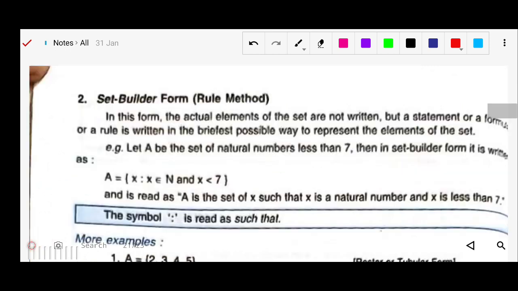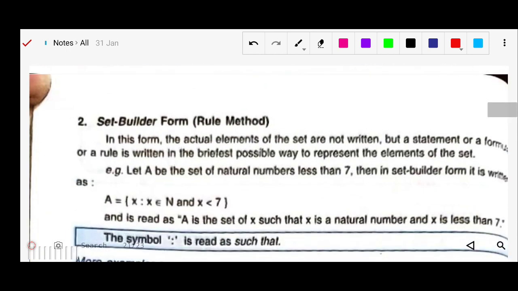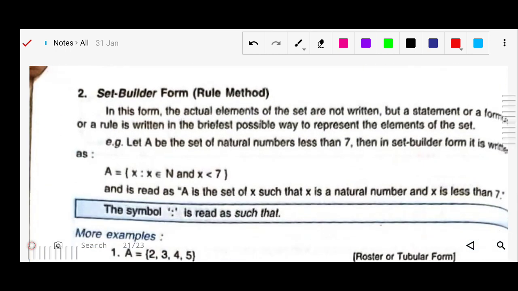Next we have the next type of form, which is called set builder form. In this form, the actual elements of the set are not written, but statements or forms or rules are written, means in the briefest possible way to represent the elements of the set. We are not writing all the natural numbers. We will use a little brief sentence instead of writing all these elements or values.